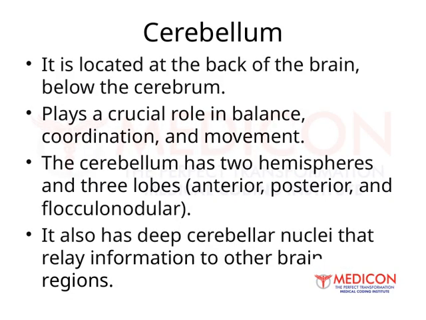Let's take a closer look at the cerebellum. It's located at the very back of the brain, just beneath the cerebrum, sitting underneath the larger upper part. This position is key because the cerebellum plays a crucial role in helping us maintain balance, coordinate our movements, and ensure smooth, precise motion. The cerebellum isn't just a simple structure. It has 2 hemispheres. Think of them as the left and right halves, and 3 main lobes. These lobes are called the anterior, posterior, and flocculonodular lobes, each contributing to different aspects of motor control and balance.